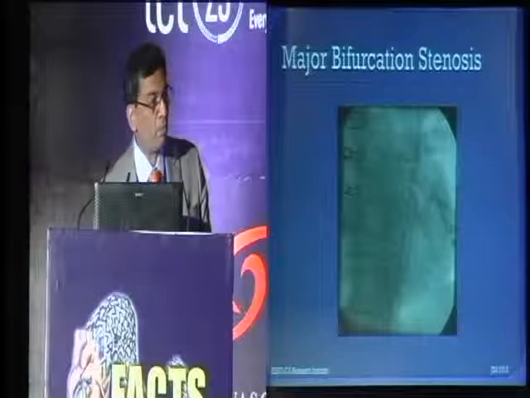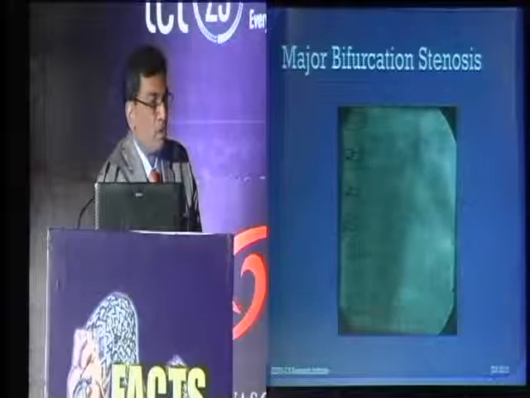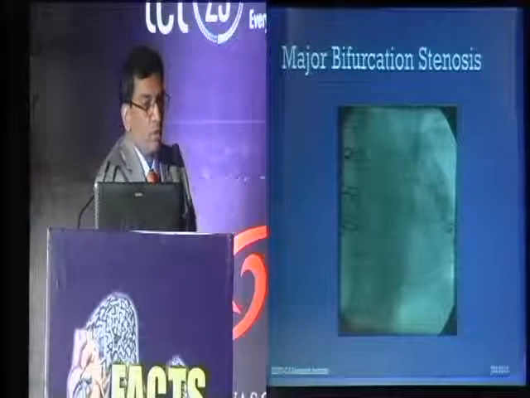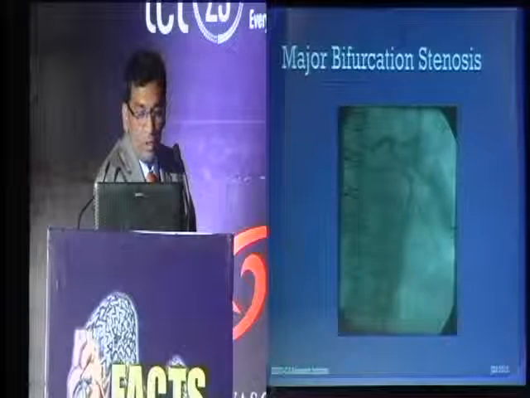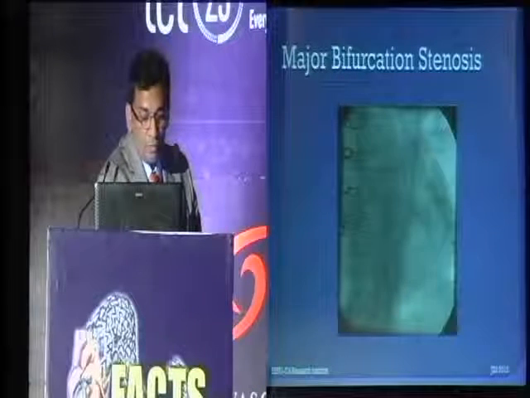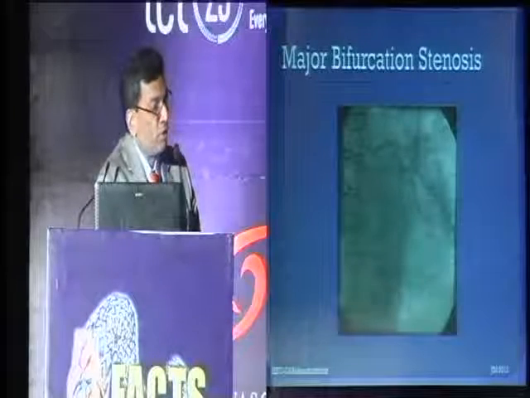And here's the problem. This is a bifurcation circ disease, and the graft to the circ was down, and she presented with a non-transmural myocardial infarction. So that's the culprit lesion. As you can see, this is what I mean by major bifurcation.